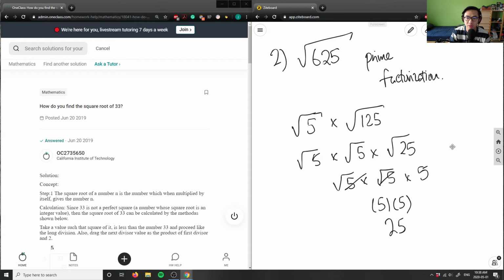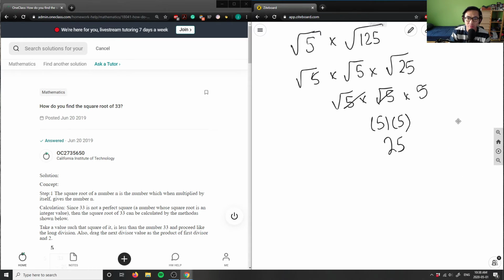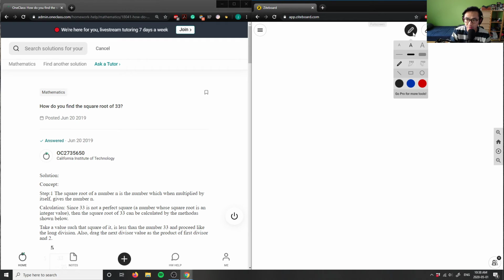Here, it says number 3 here, how do you find the square root of 33? Lots of square root problems today.